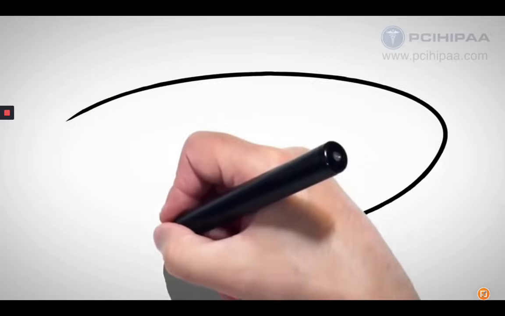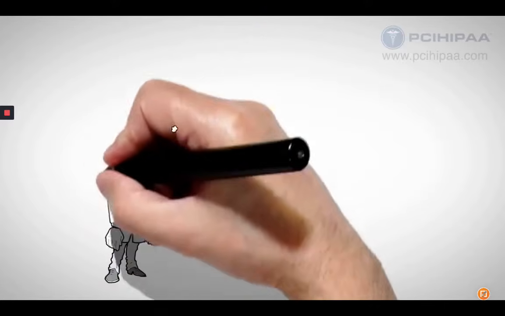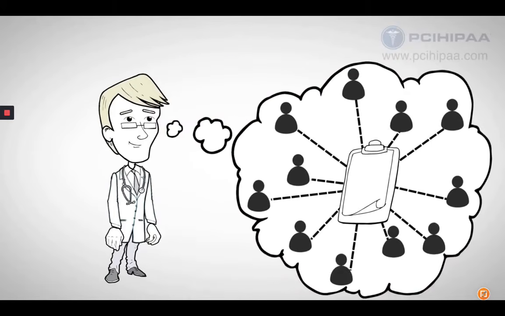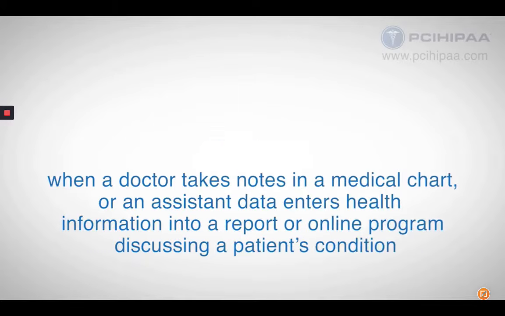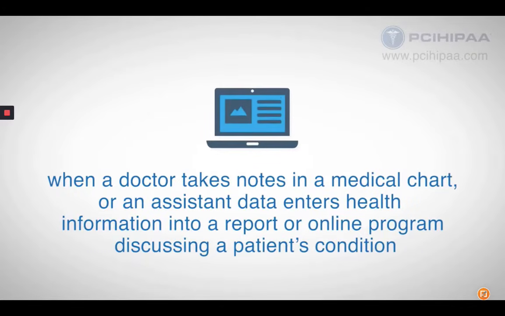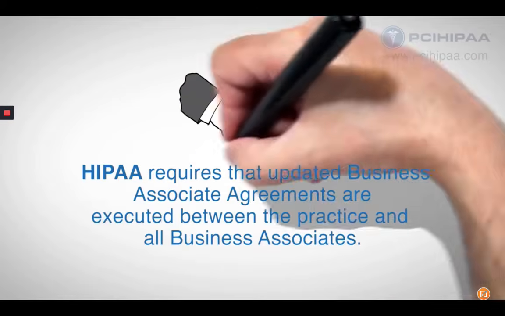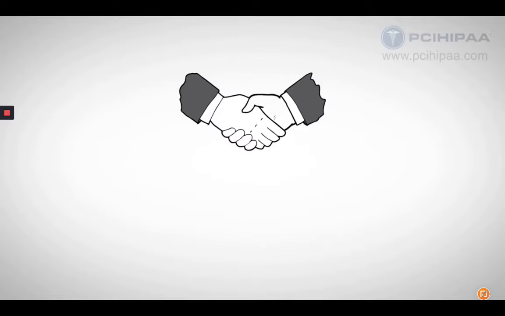In addition, with the enactment of HIPAA's Omnibus Rule in September 2013, covered entities were expanded to include your business associates, which include auditors, consultants, IT companies, and others with whom you have agreements involving the use of protected health information. That means when a doctor takes notes in a medical chart or an assistant data enters health information into a report or online program discussing a patient's condition, any entity that also is in contact with this information is now governed under HIPAA. HIPAA requires that updated business associate agreements are executed between the practice and all business associates.